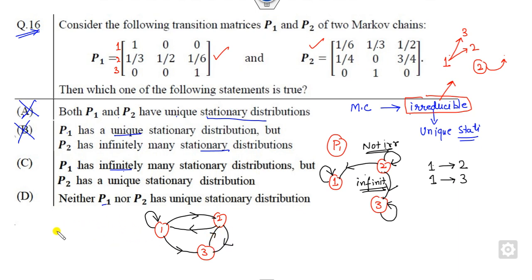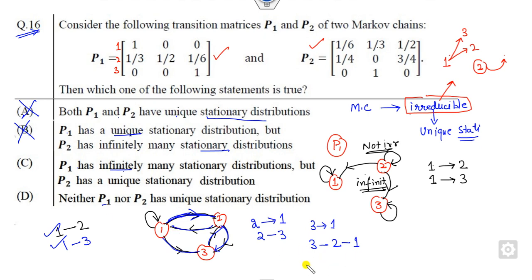Now, is it possible for you to start from 1 and reach state 2? You can do it this way, using this path. Is it possible to start from 1 and reach 3? Yes, you can do it directly. Can you start from 2 and go to 1? Yes. Can you go to 3? Yes. Is it possible that you start from 3 and go to 1? That's also possible, because you can go from 3 to 2, then 2 to 1. That's also possible, and so on.